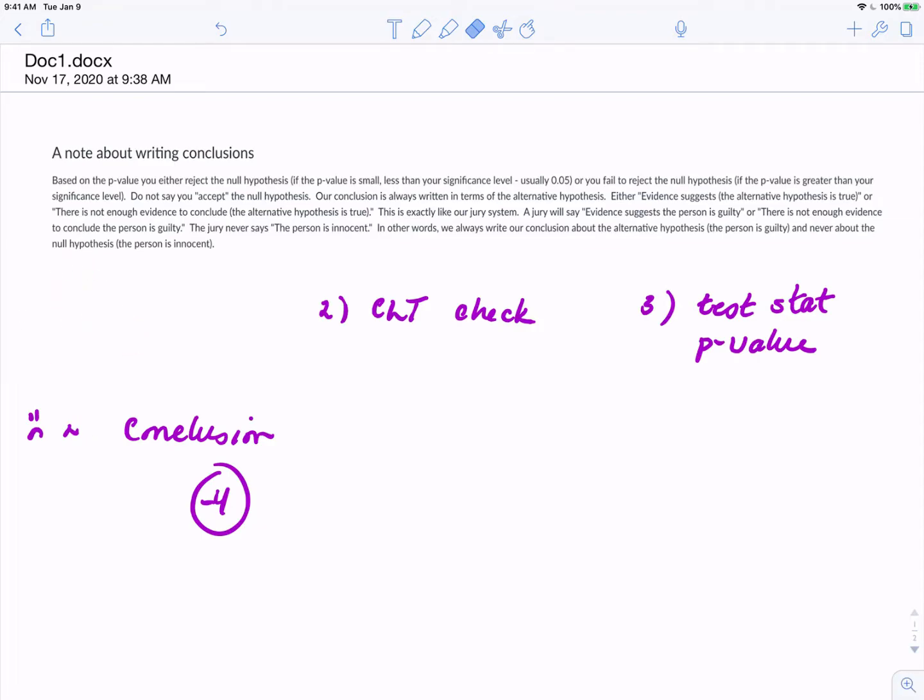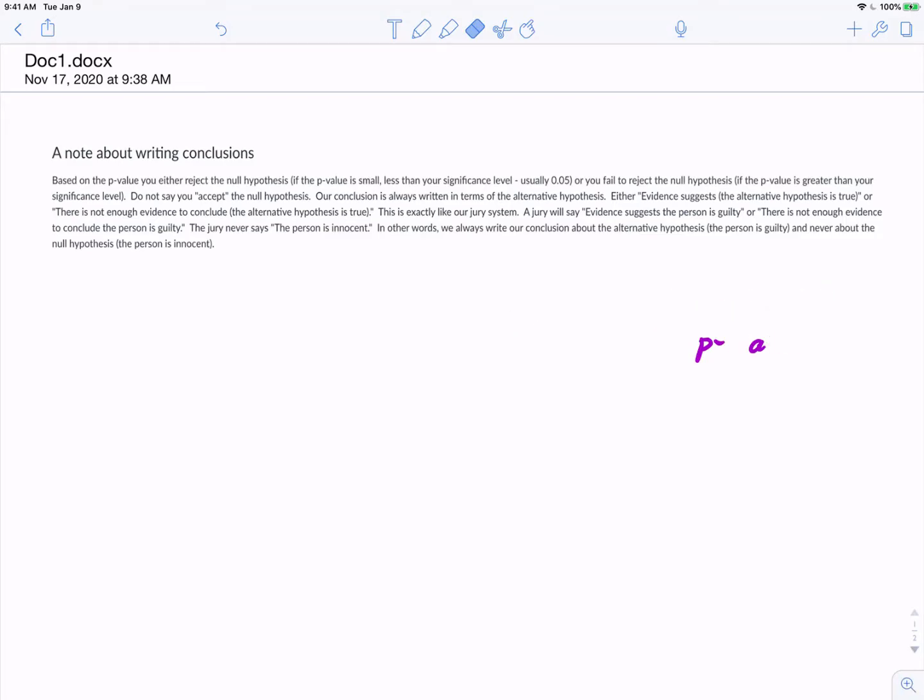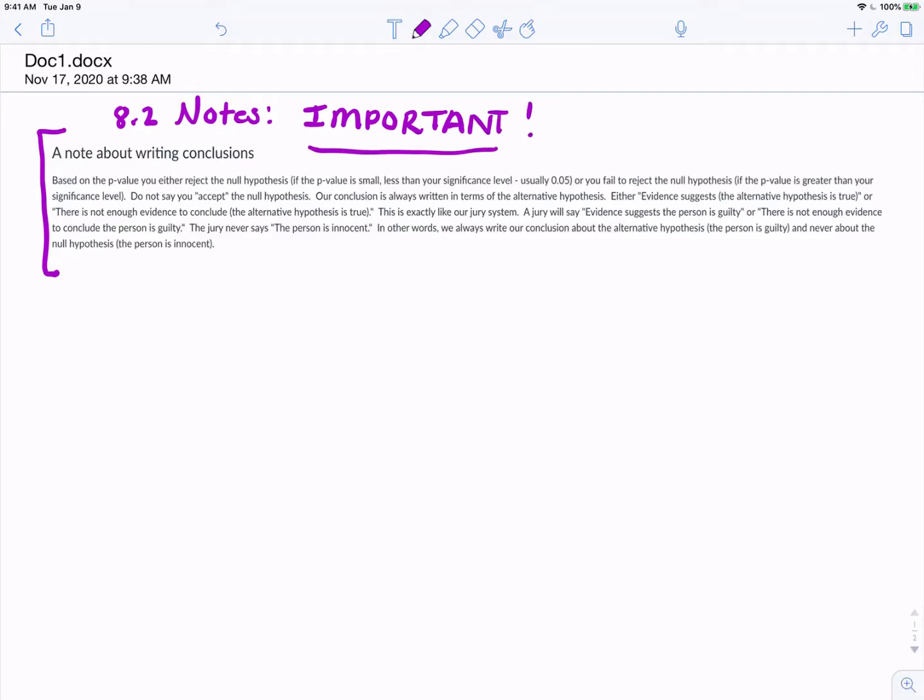Now, what I've copied here on this document are from the section 8.2 notes. And probably I should do some graphics. I'm not good at graphics, but this right here from the 8.2 notes that are posted in Canvas is really important, because this tells you exactly how to write your conclusions. So please review this and I'm going to do some examples, all right?